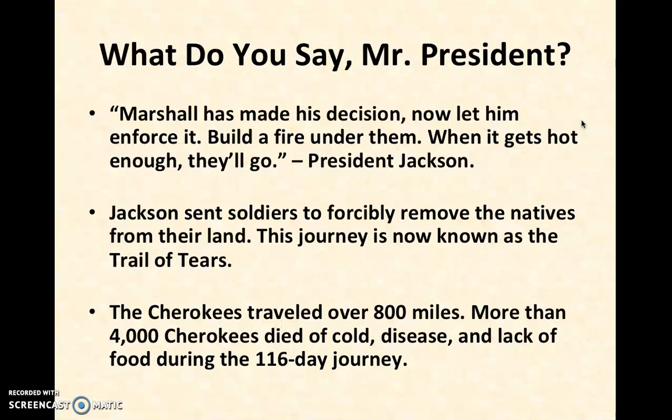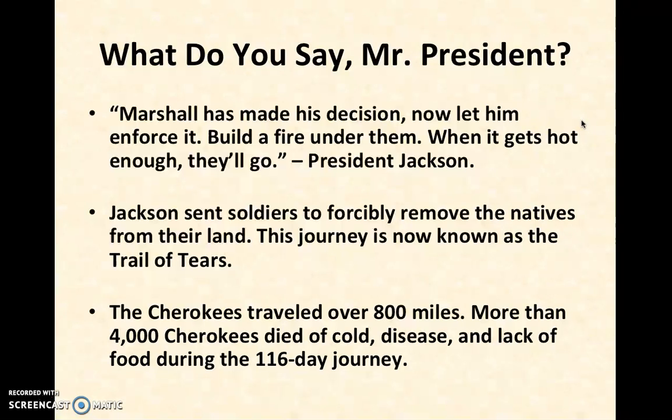So what Jackson did was, instead of just letting them sit there and not doing anything about it, he sent soldiers, and he forced the natives from their land. This journey, like I said before, has become known as the Trail of Tears.